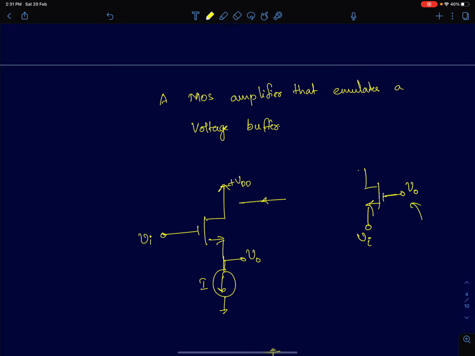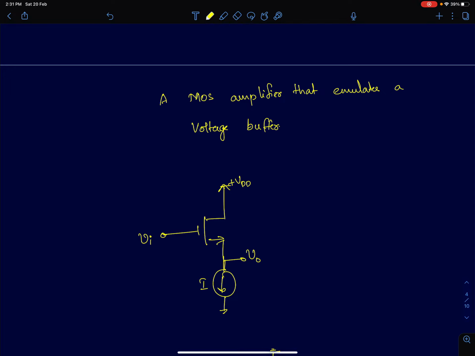The other possibility is to apply input at the source and expect an output at the drain or at the gate. Again, this is not going to give you amplification because if you vary the source voltage, the drain current is going to change, but the gate current will still be 0. There is no gate current, and so even if you connect a load resistance, there will be no change in the voltage or current at the gate terminal. So I am discarding this. The only other possibility we are left with is input at the gate and output at the source.